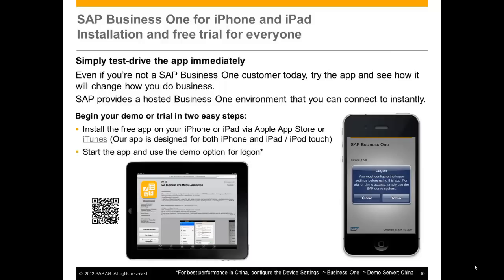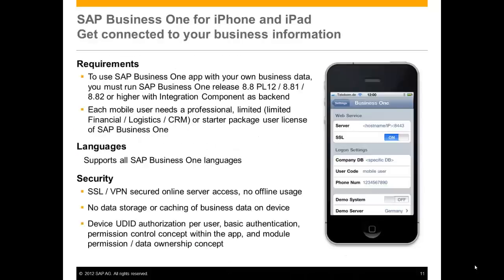So you start the application and then use the demo option for logon. And we've included a quick response code here, which will give you the ability to snap that quick response code, and it will take you directly to the Business One application. Quick point, if you are in China, we also have a version of the demo server which is set up for our Chinese customers and potential customers. So all you do is go into the device settings, go into SAP Business One, and then make sure you select the demo server in China. So again, a couple of options that you can choose from there.